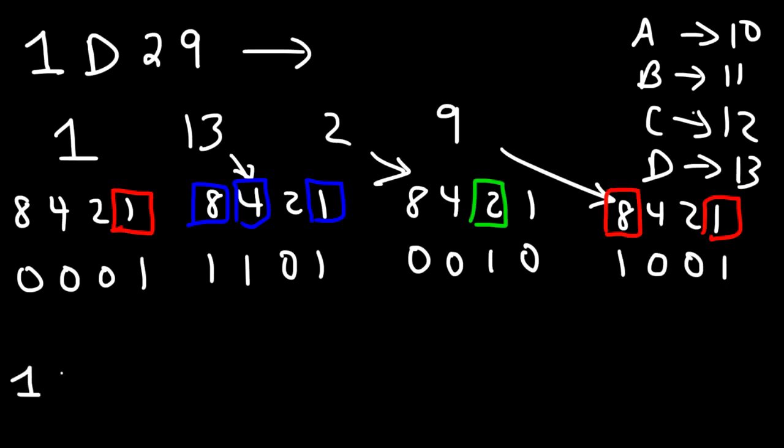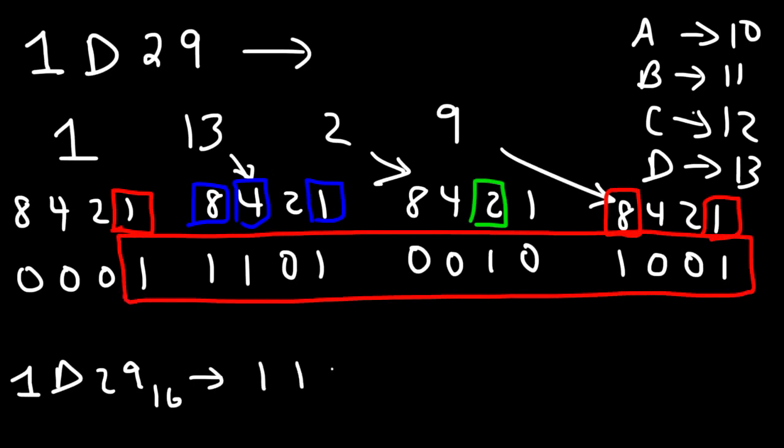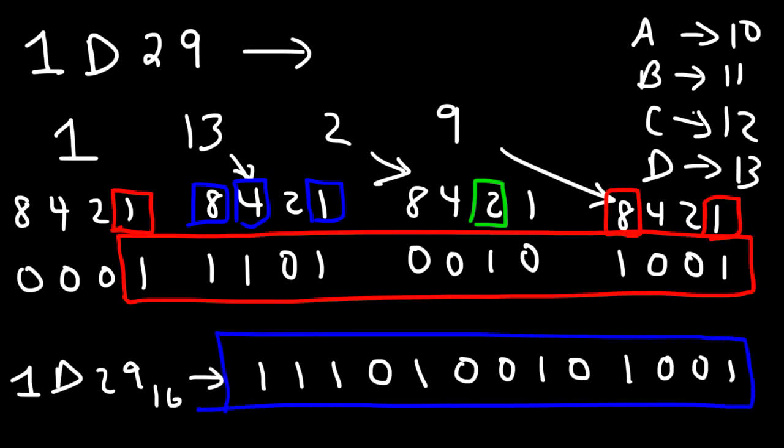So thus we could say that the hexadecimal number 1D29 is equivalent to everything that we see, starting with the first one. So it's equivalent to 0001 1101 0010 1001. So this is the final answer. Now you know how to convert a hexadecimal number into a binary number.